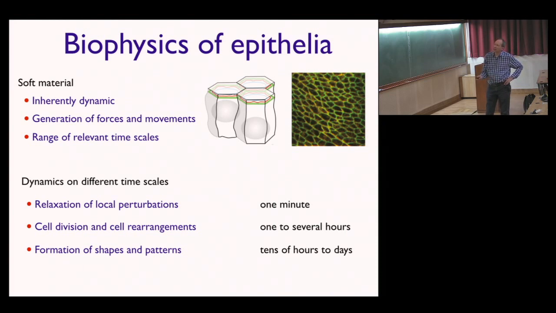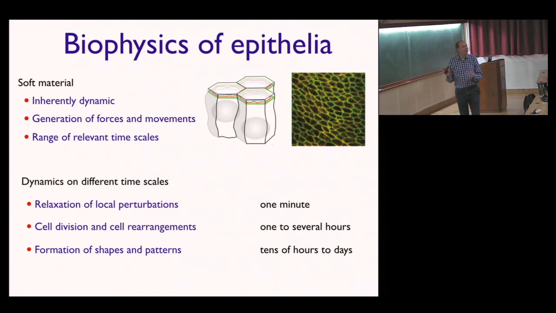If you look at relaxation of local mechanical perturbations, this happens within a minute. But then most of the processes that are relevant for morphogenesis happen much more slowly. So cell divisions and cell rearrangements happen on scales of 1 to several hours. And then formation of shapes and patterns is even longer than that. So that's tens of hours to days, as we've seen that the whole growth process takes about 5 days.